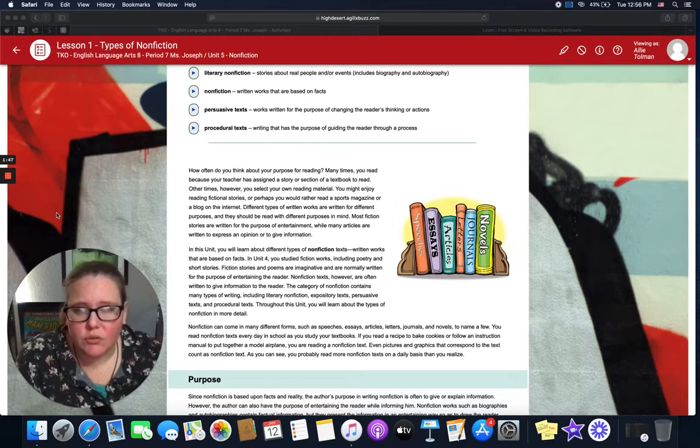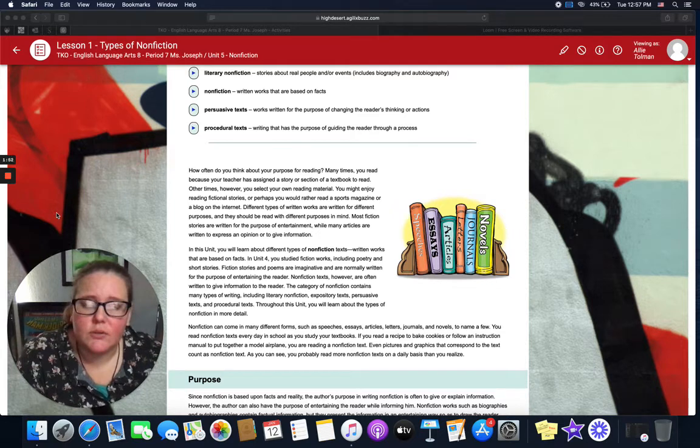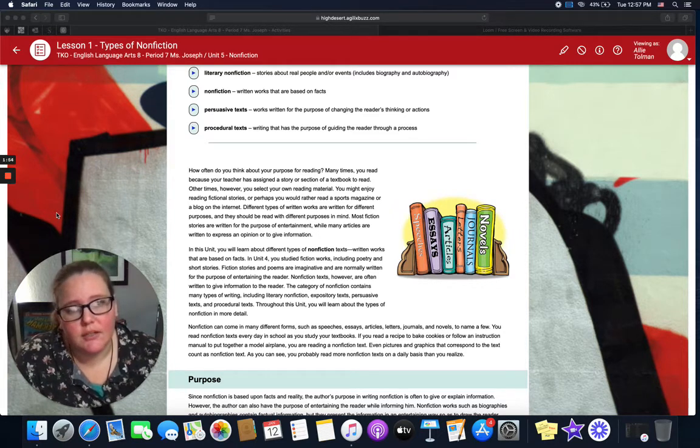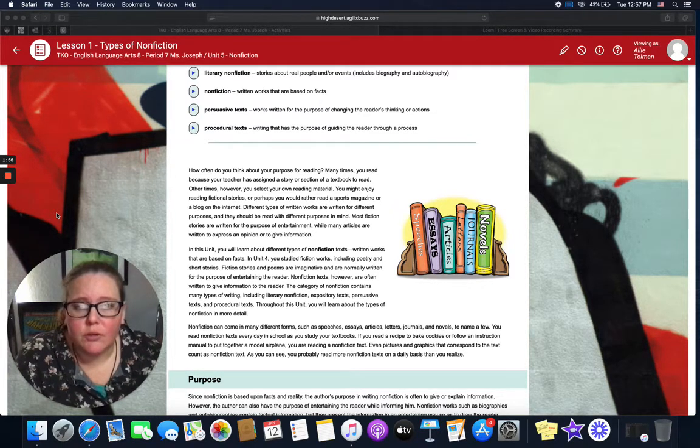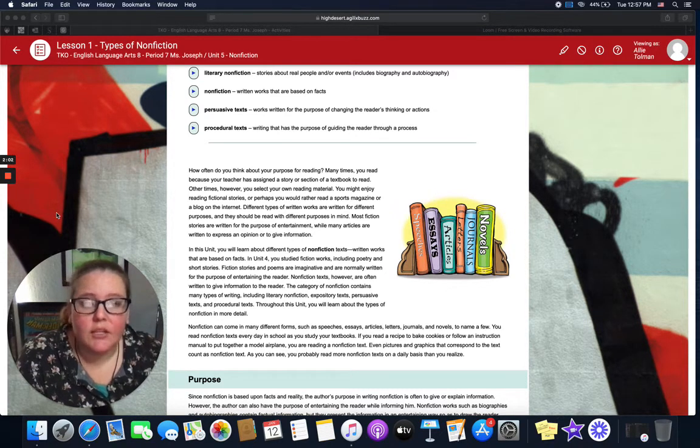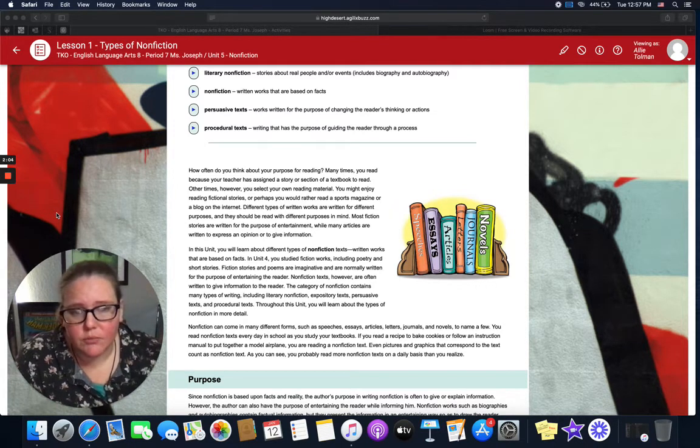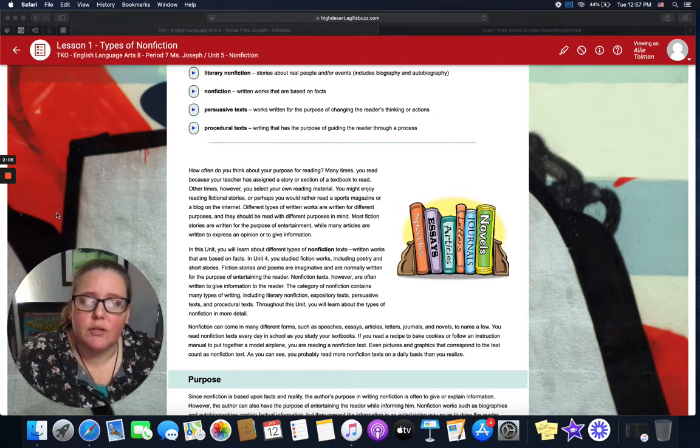Most fiction stories are written for the purpose of entertainment, while many articles are written to express an opinion or give information. In this unit, you will learn about different types of nonfiction texts, which are written works that are based on facts. In Unit 4, you studied fiction works, including poetry and short stories. Fiction stories and poems are imaginative and are normally written with the purpose of entertaining the reader. Nonfiction texts, however, are often written to give information to the reader.